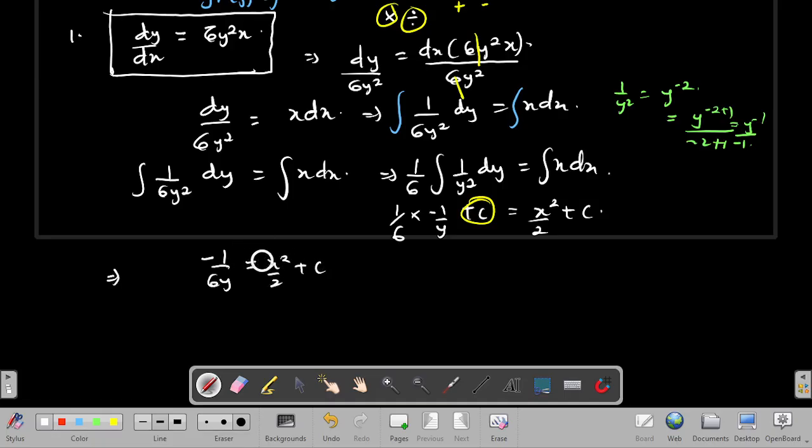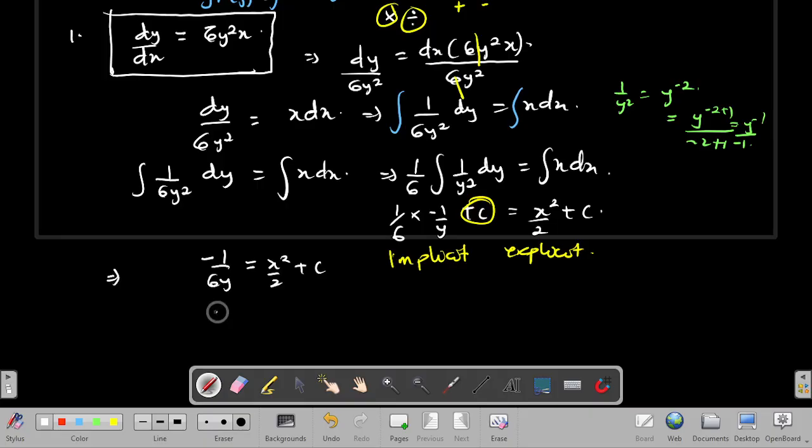At this point, we call this the implicit solution. It's implicit because we have not made y the subject. Once we make y the subject, we get what we call the explicit solution, okay? And that becomes the gold standard. It's not every equation that you can convert from implicit to explicit, okay? But this is possible. How do I do that?